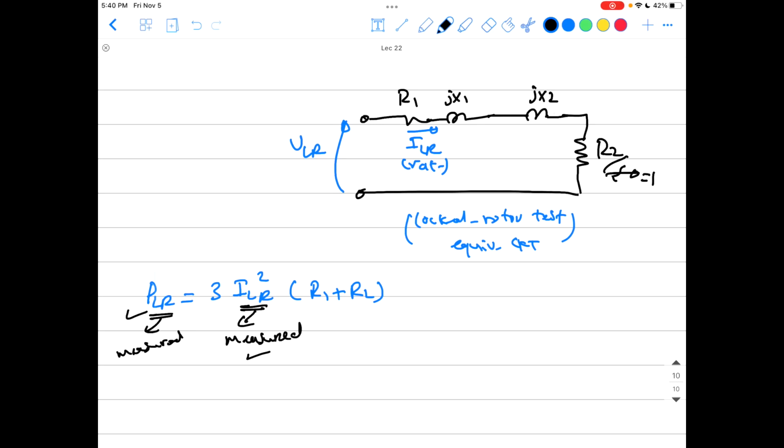Okay, R1 is known from the DC test. We have done the DC test before to find R1, so everything here is known except for R2, so you can find R2 from here easily. Okay guys, so you found the measurement for the current and power and you can use it directly to find R2. Now it's easy. Now that's the second equivalent circuit parameter we found.